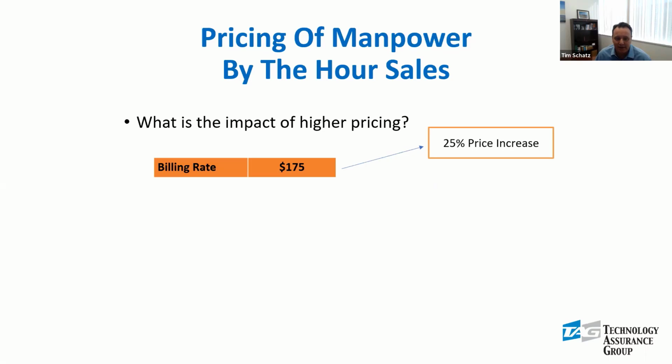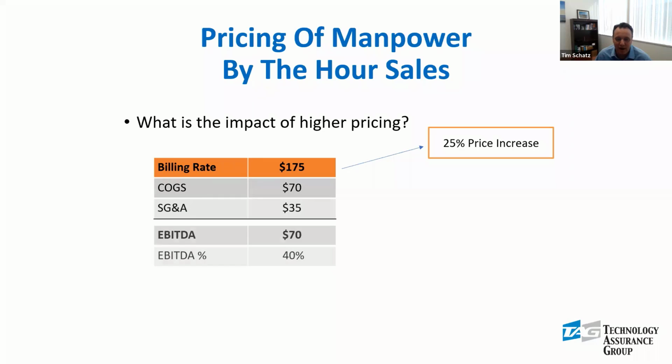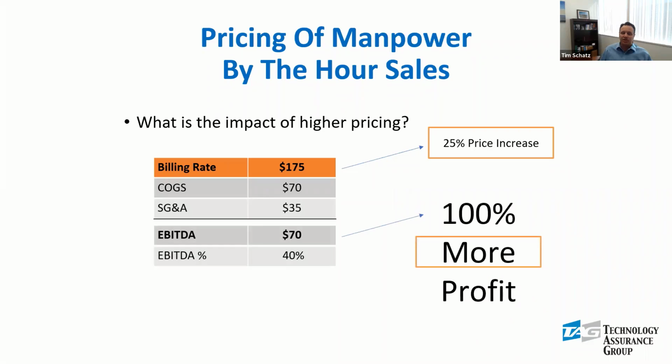We raised the rates by, looks like about $35. Yeah, $35. So it's a 25% rate increase. We have roughly the same cost. And that actually increases our profit by 100%. If we do a 25% rate increase and all the other costs in the business are along the lines of what we've shown here, you are going to double your profit on that hour of labor. That's what we really want to get to.